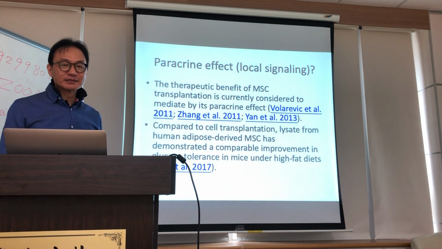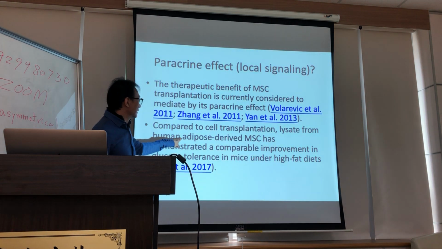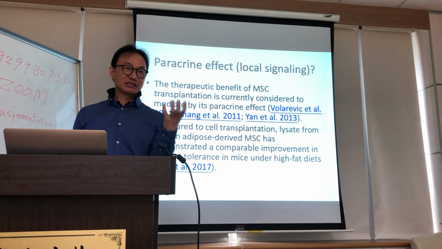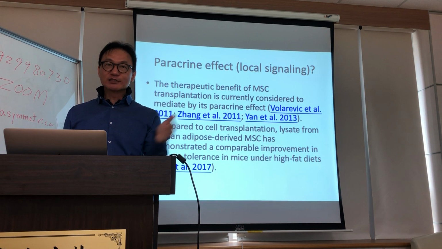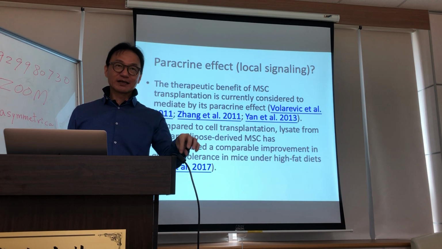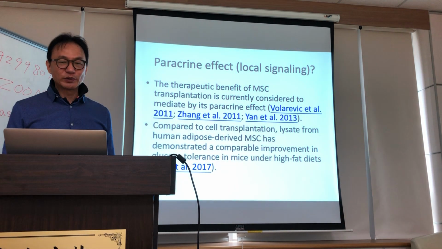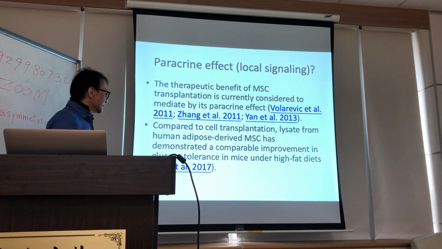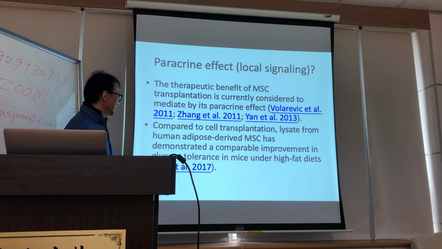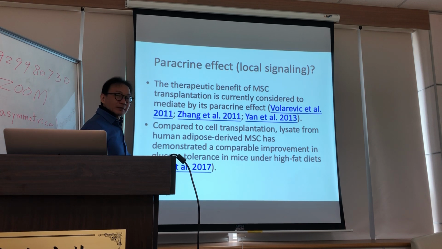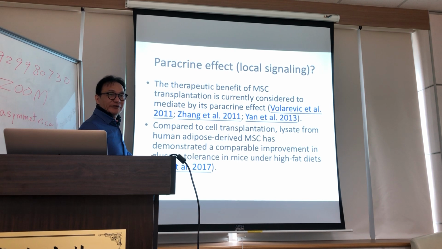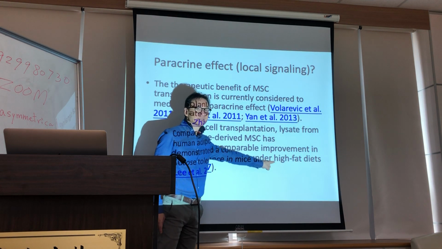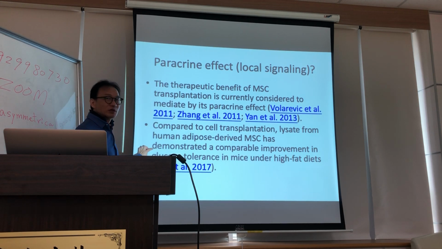And what we use is adipocyte-derived mesenchymal stem cell. So we have adipocyte stem cell, and then we isolate the lysate from this stem cell. So that's what we have done. One of the reasons that we use this is because people already demonstrated that if you inject mesenchymal stem cell lysate into the animal under high-fat diet, it's going to improve the glucose tolerance.